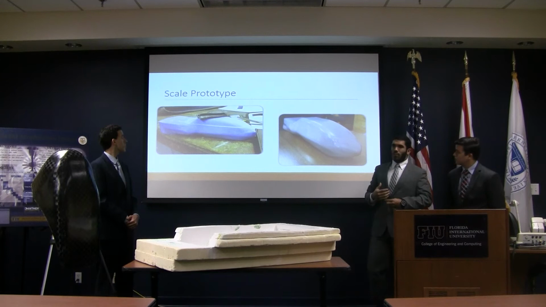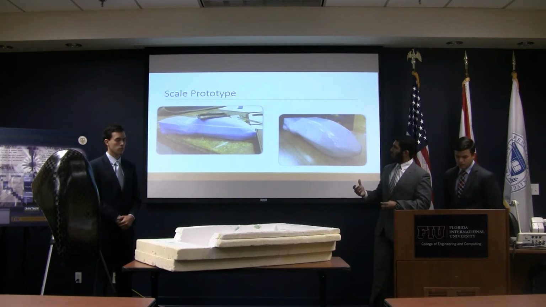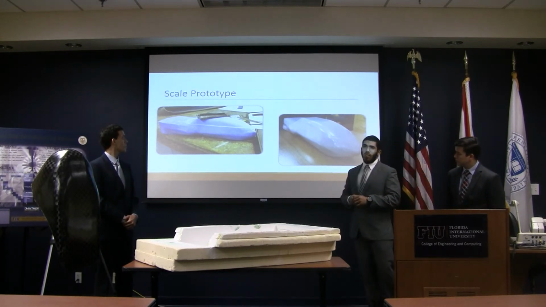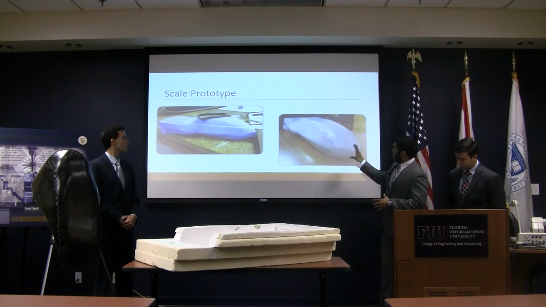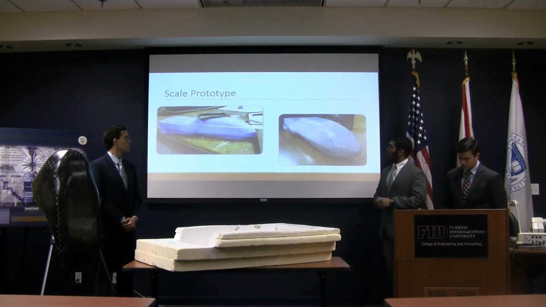The next step was to create a small-scale prototype in order to be able to visualize our design properly and to be able to present it to the FIU SAE team for approval. We did this by 3D printing a 1/10 scale model and sanding and painting it to create a nice visual representation of what our final design would be.